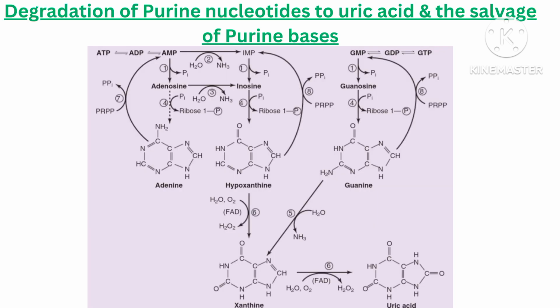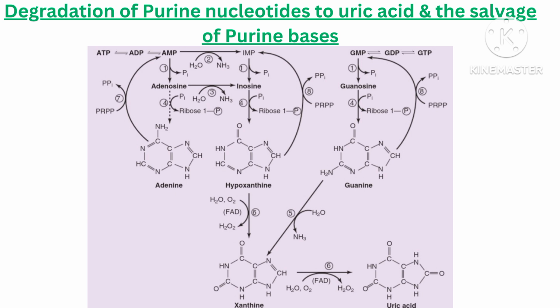Purine nucleotide degradation. Humans cannot break down the purine ring. The catabolism of purine nucleotides results in uric acid, which has low solubility in water and is excreted as sodium urate crystals in the urine. Purine catabolism does not alter the basic purine structure.